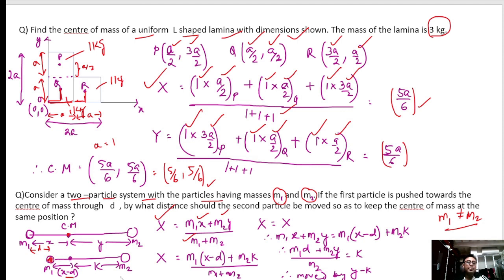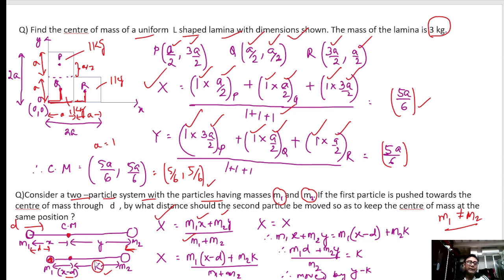x minus d. Let this mass be moved so that its distance from the center is k, because they are telling us the center of mass will remain the same. The center of mass will not shift. So if I move this by d, how much will I move this? That is the question. So let the new position of the second mass be k. The position of the first mass will be x minus d.